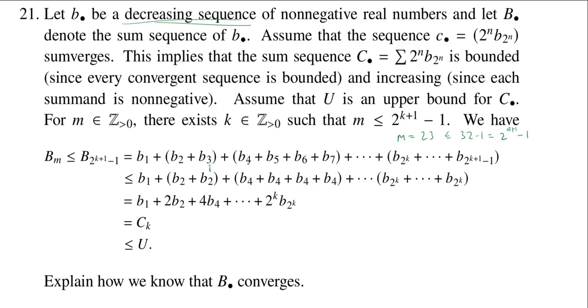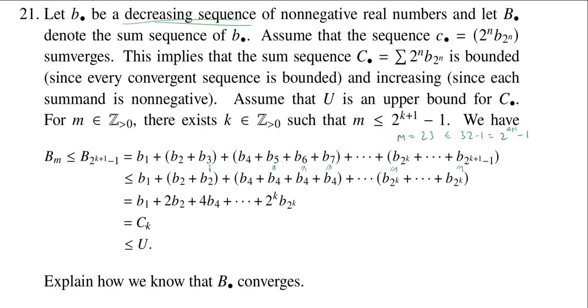Okay, and what did they do over here? B4 is the same, but B5 is not B4. They made it a smaller index, but that means it's a bigger amount because B was decreasing. Okay, so each one of these is less than or equal to. So term by term, they're saying, hey, look, I can make it less than or equal to something. And then these are all the same thing, right? So there's 1 B1, there's 2 B2s, there's 4 B4s, there's 2 to the k of b of 2 to the k. That's what they're getting here. And that's equal to c sub k.